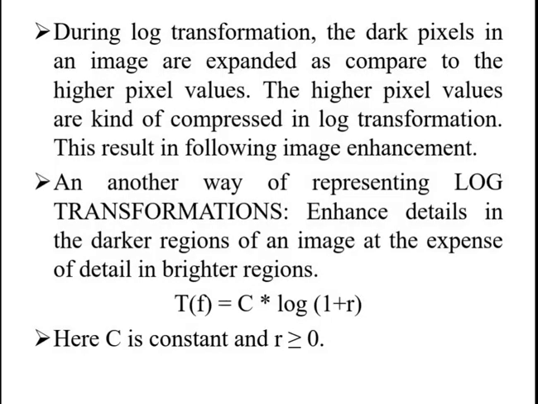During the log transformation, the dark pixels in an image are expanded as compared to the higher pixel values. The higher pixel values are compressed in log transformation. This results in the following image enhancement. Another way of representing log transformation is that it enhances detail in the darker region of an image at the expense of detail in the brighter region. That is denoted by T of f is equal to C into log of 1 plus R. Here C is a constant and R is greater than or equal to 0.